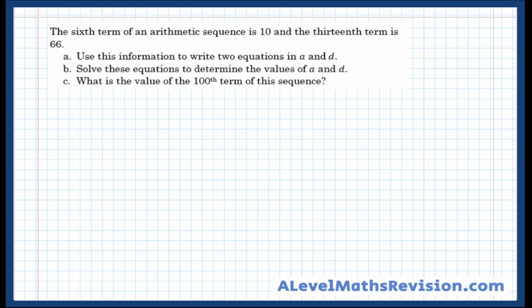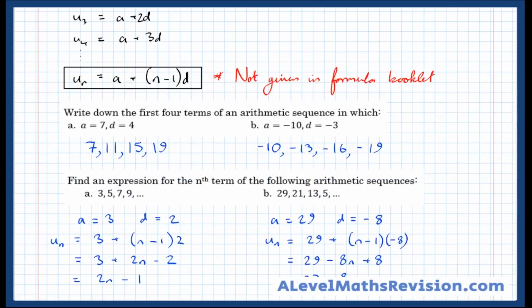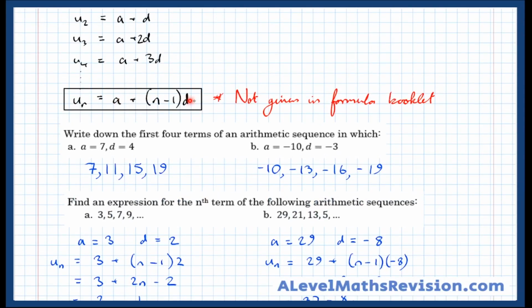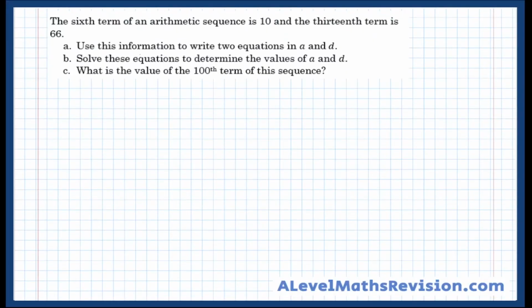And there it is. So it tells us the 6th term of an arithmetic sequence is 10 and the 13th term is 66. So before I read any further, I'm going to train myself to write down all the information I'm given in mathematical notation. So the 6th term of an arithmetic sequence. So the formula, remember, is a plus n minus 1d. The 6th term is when n equals 6. So the formula for the 6th term is a plus 5 differences. The 6th term has n minus 1. That's 5 differences. And we're told that that is 10.